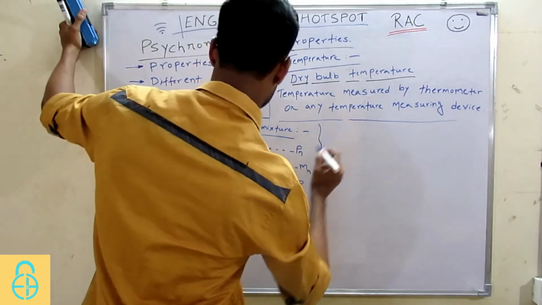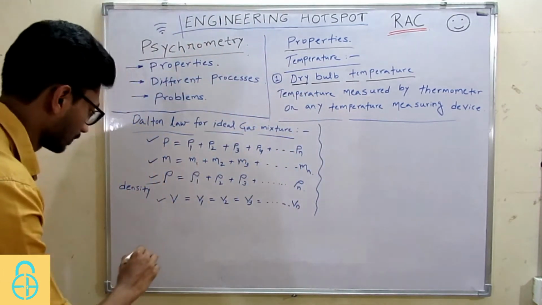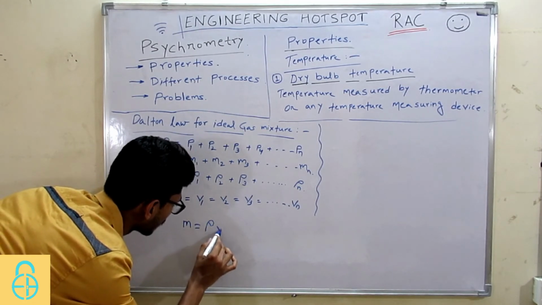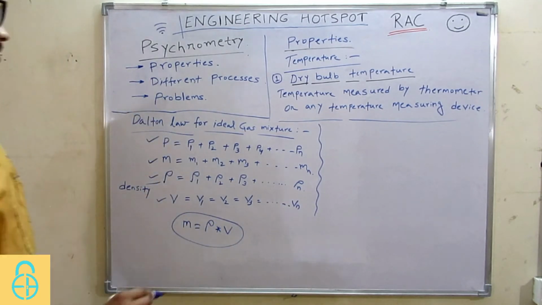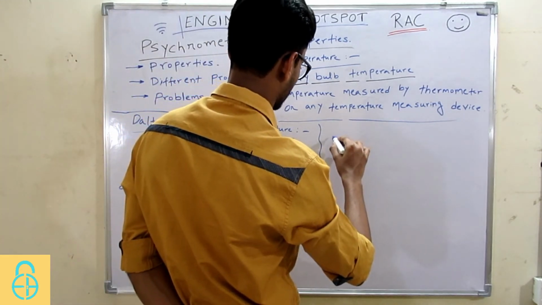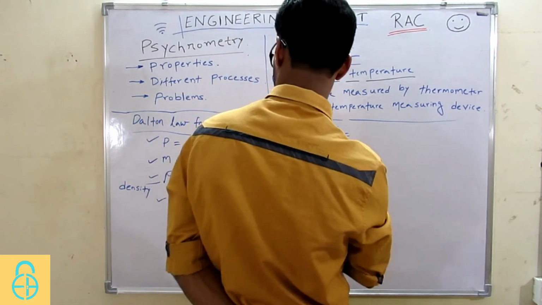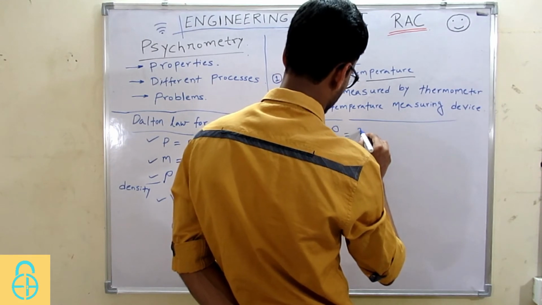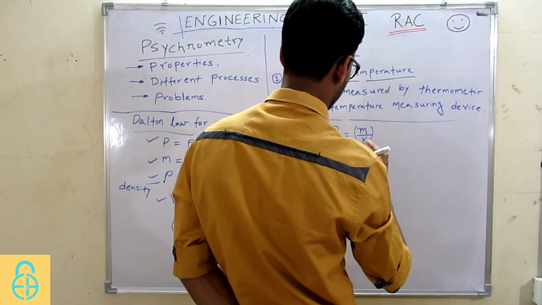You know that mass is equal to rho into volume. Now try to use this property here. How do we get this? Let's see. Rho is equal to mass upon volume. Okay, this is for the mixture.